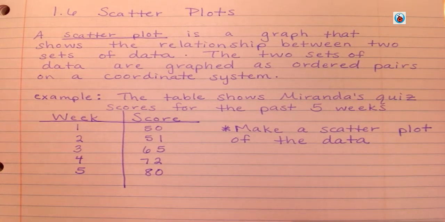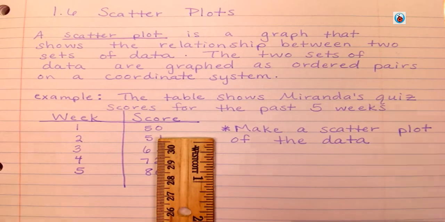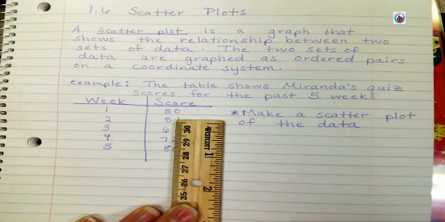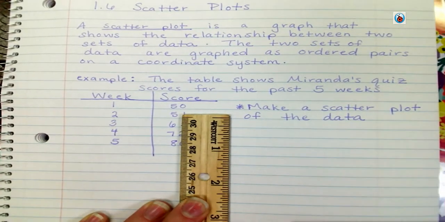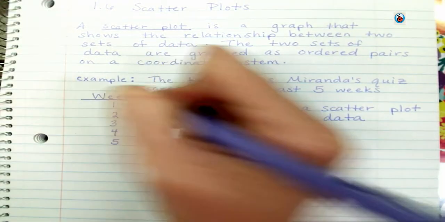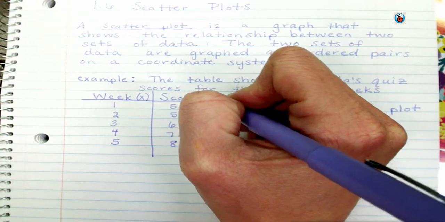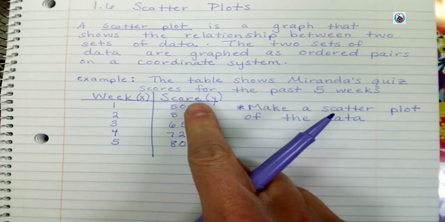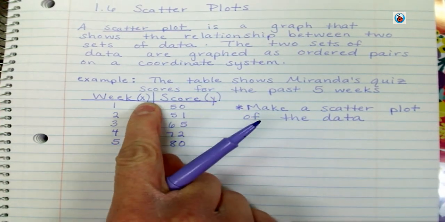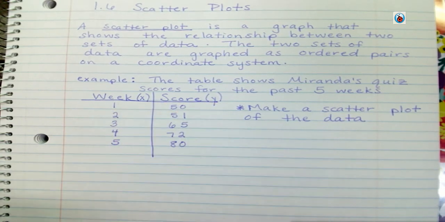Normally we'd want some graph paper, but if you just have regular notebook paper like most of you do, we're going to do that using a ruler and make a nice little sketch here. So I can see my x values are weeks, it's independent. My y values are the score, it's the dependent variable. My score depends on how many weeks have passed. So x here, y here.